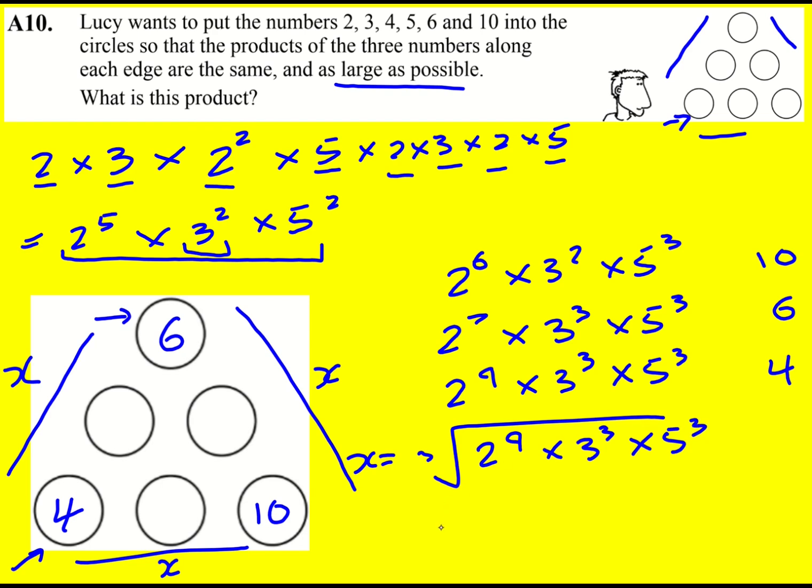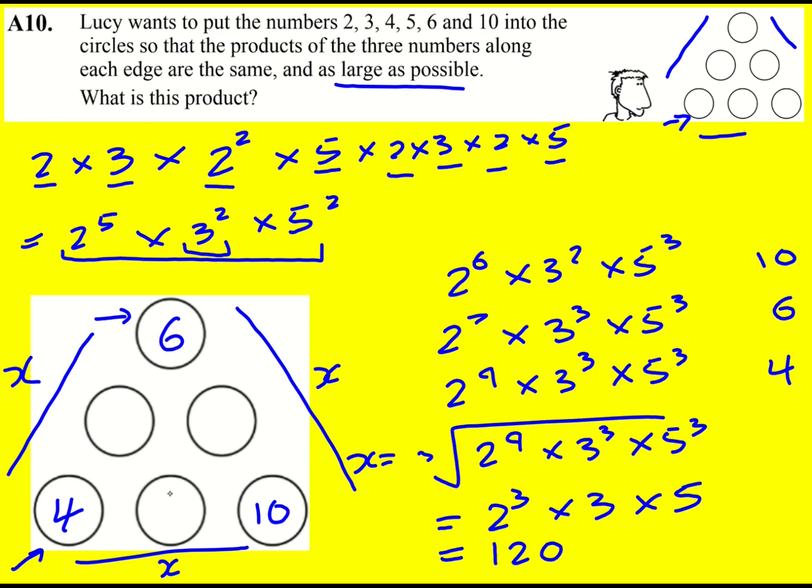I can cube root them separately. When I cube root 2 to the 9, well, 2 to the 9 is 2 cubed times 2 cubed times 2 cubed, so this becomes 2 cubed. I'm basically dividing the power by 3. This becomes 3, since 3 cubed, cube rooted, is 3, and then 5. So that is my theoretical largest product. I'm going to get 8 times 3 times 5, which is 120.